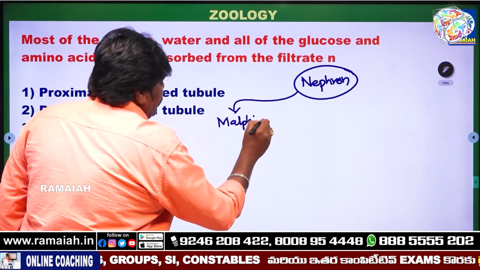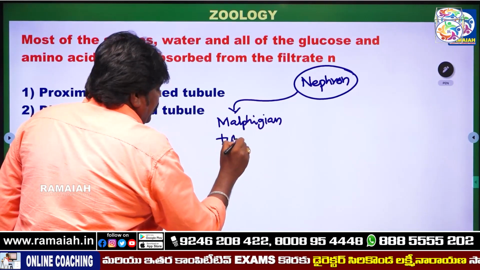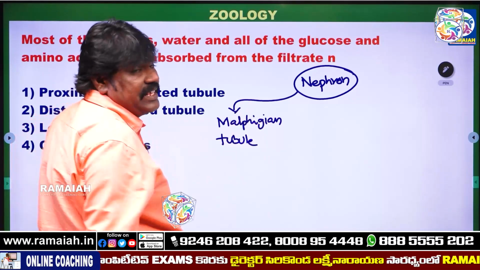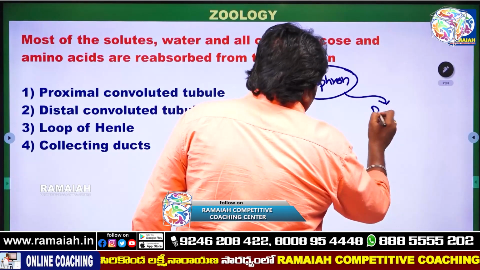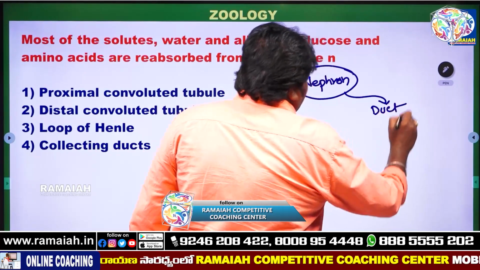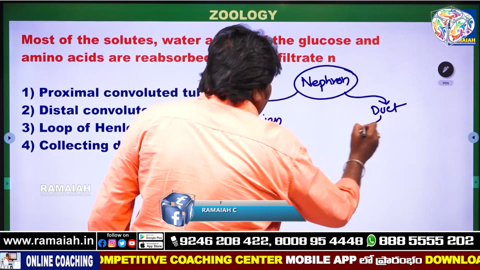Malpighian tubule is the first part of the nephron. The second part is the duct. The duct consists of three parts. What are the three parts of the duct?